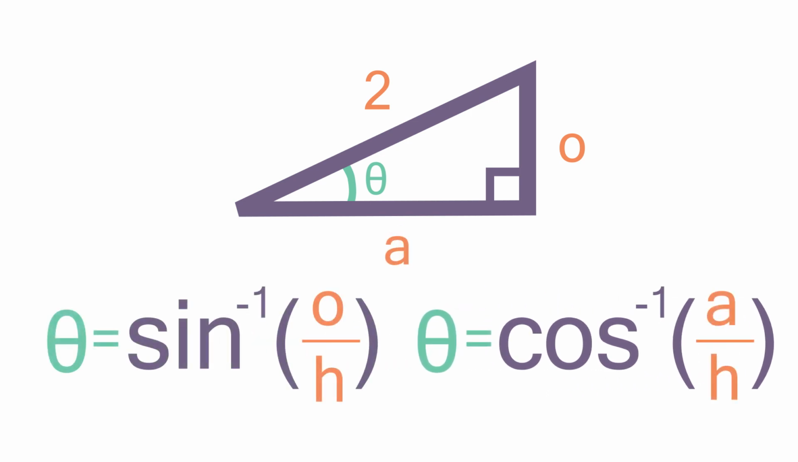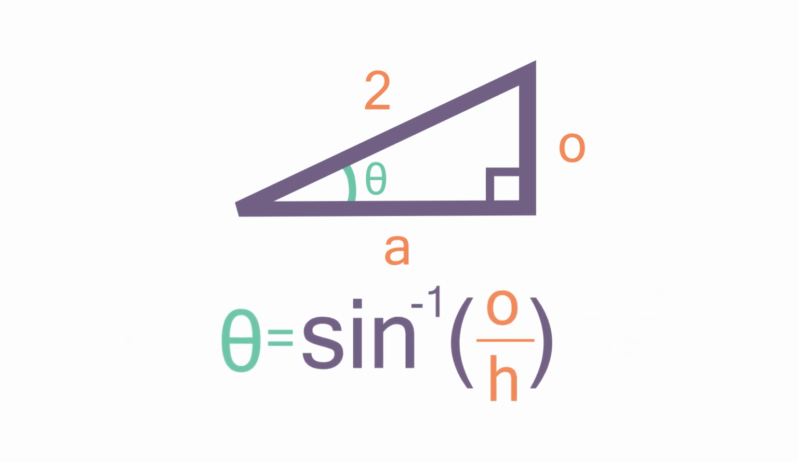Now if we were given the side opposite of theta instead, we would use arcsine instead of arc cosine. So to find theta, we would take the arcsine of the opposite side over the hypotenuse. If our opposite side is square root of 3, this would give us arcsine of square root of 3 over 2.